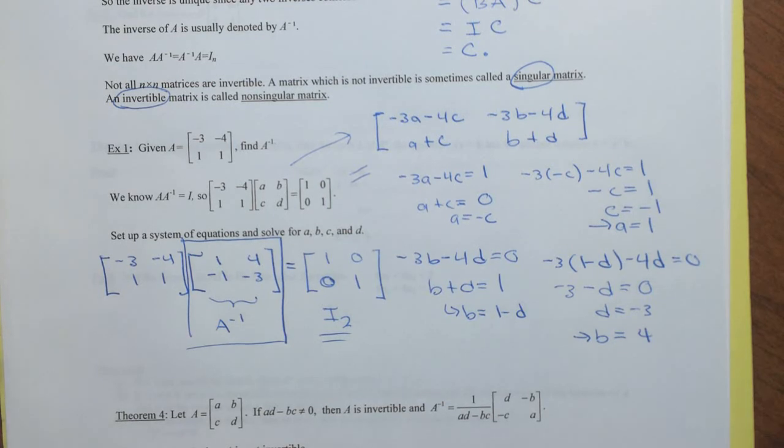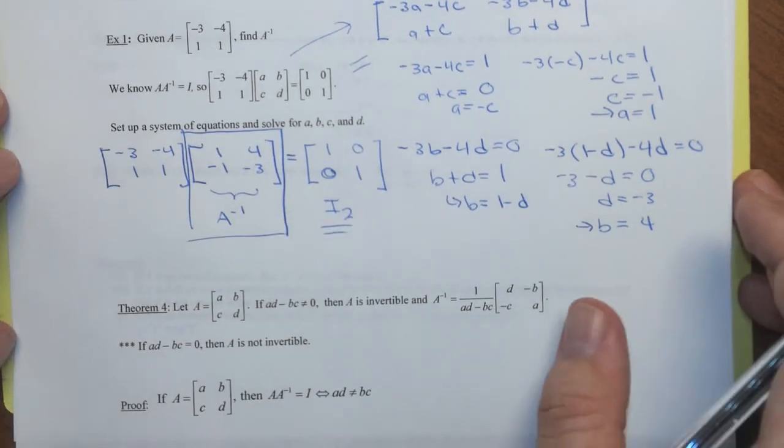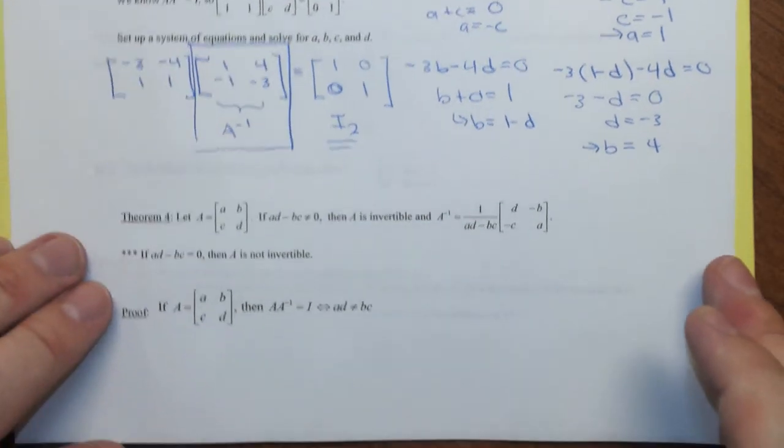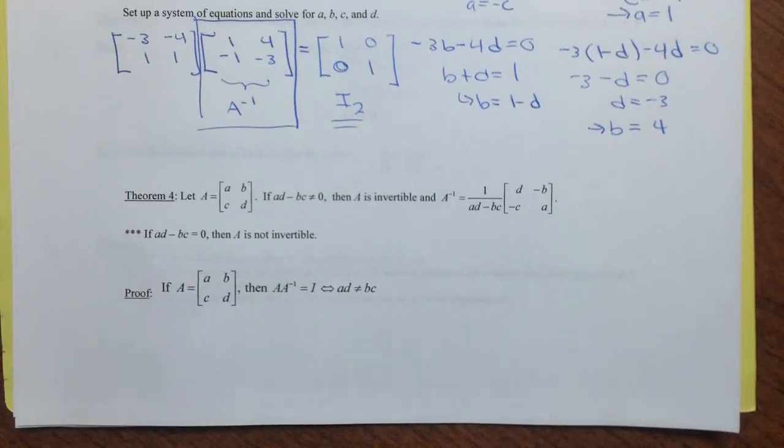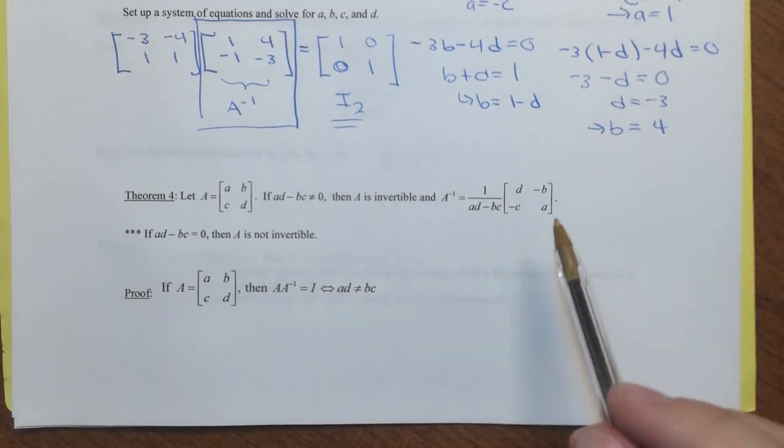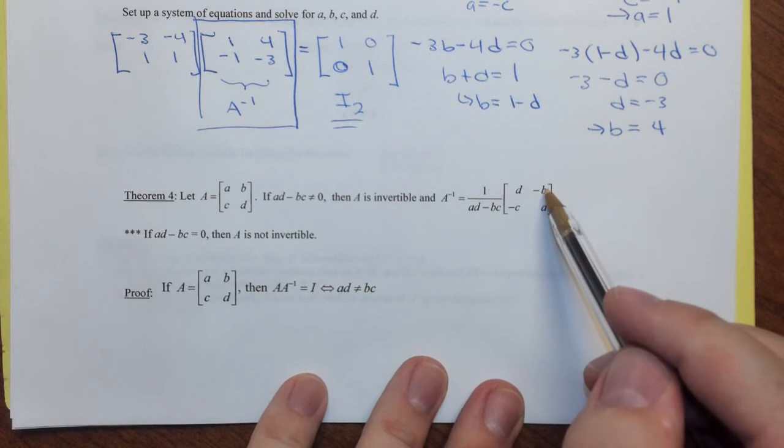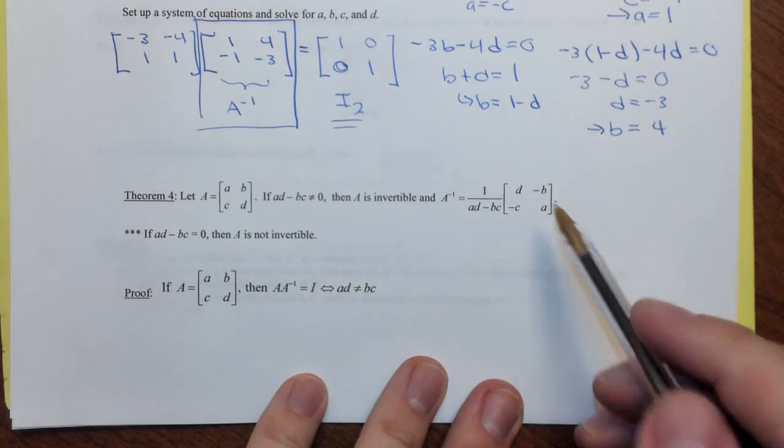All right, theorem. If I have a 2 by 2 matrix A, if AD minus BC is not 0, that condition is sufficient to show that A is invertible, that it has an inverse. Namely, then, the inverse of A is 1 over AD minus BC times D, negative B, negative C, A.